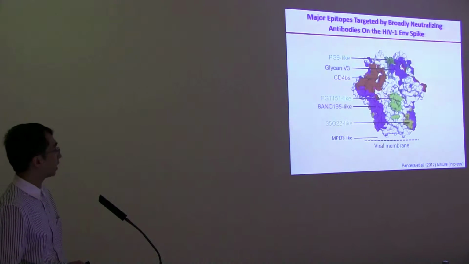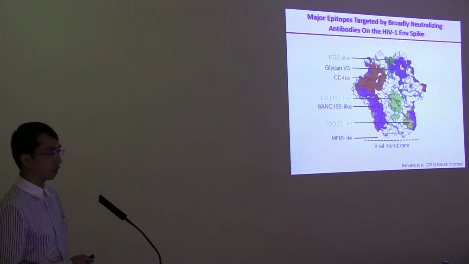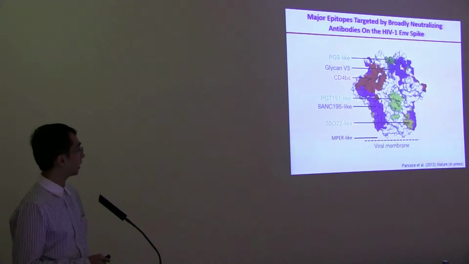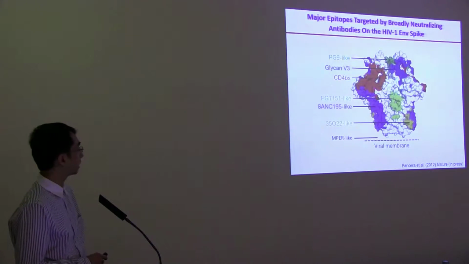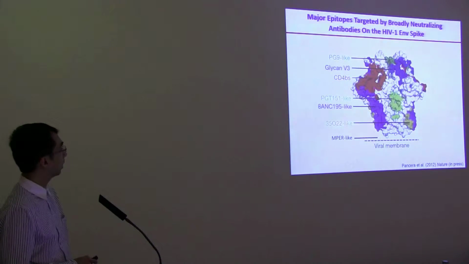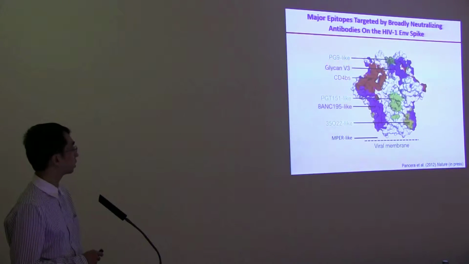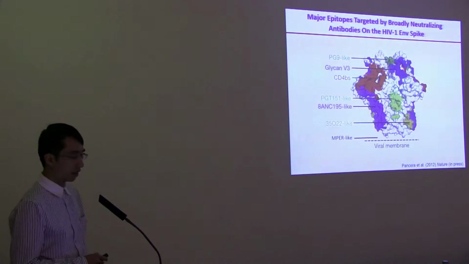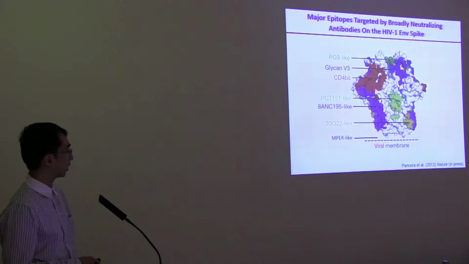As Dr. Wyatt mentioned earlier in his talk, during the past decade, a lot of neutralizing antibodies have been isolated from patient sera, and they target a couple of specific sites on the HIV-1 trimeric spikes. This includes the CD4 binding site where VRC01 and NIH45-46 bind, the V1V2 region where antibodies such as PG9 and PG16 bind, the glycan V3 region, and also the MPER region near the viral membrane.